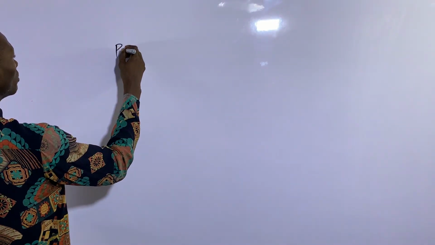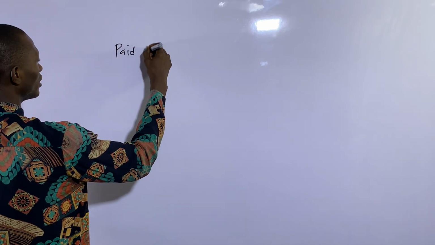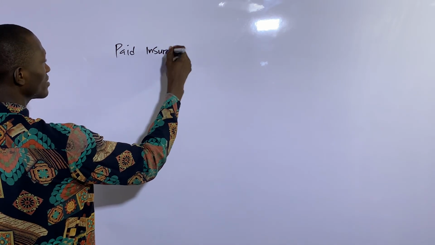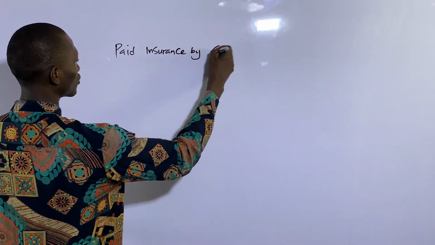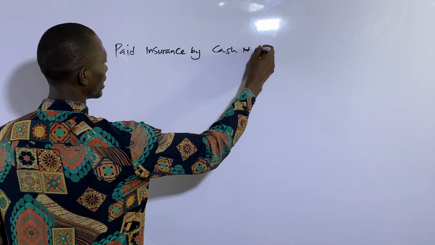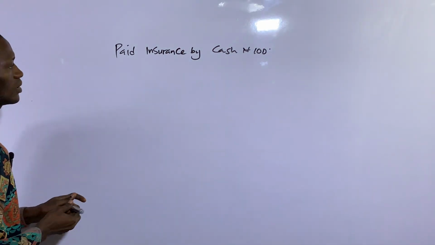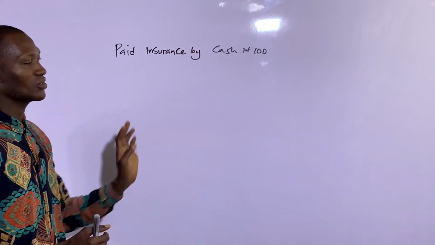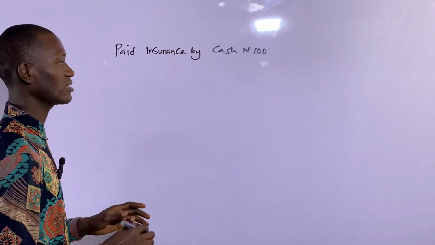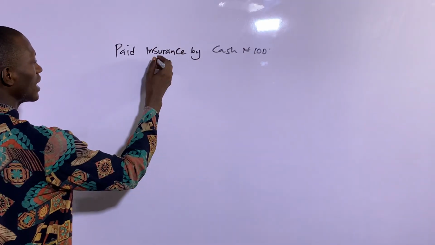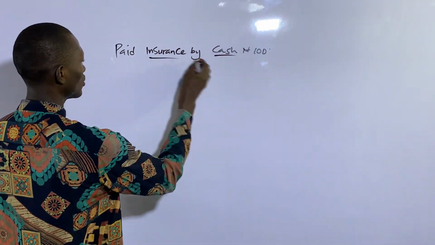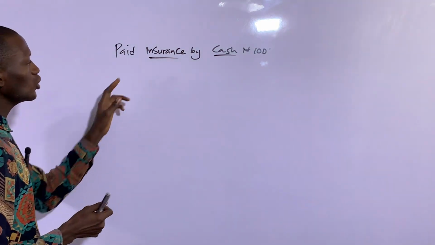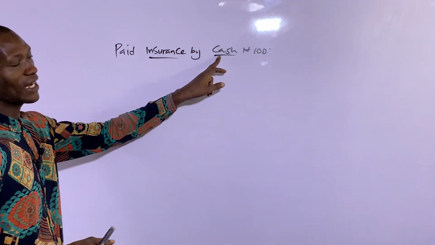Another transaction now. Let's say we have paid insurance. It's still in the books of SYZ. Paid insurance by cash, 100 naira. The first step here is the two accounts involved. So we have insurance, the insurance account is the first account, and we have cash account. Insurance and cash account. Who is paying insurance? Cash.